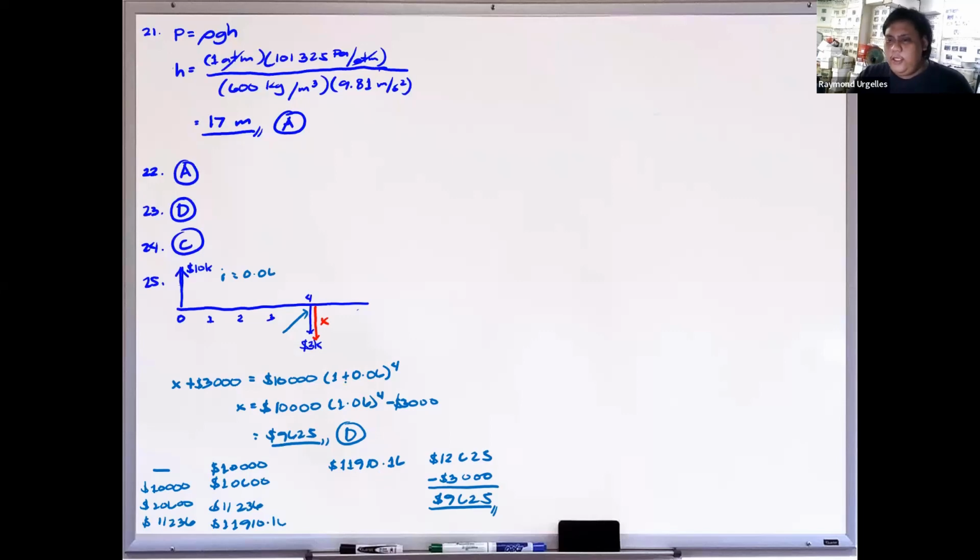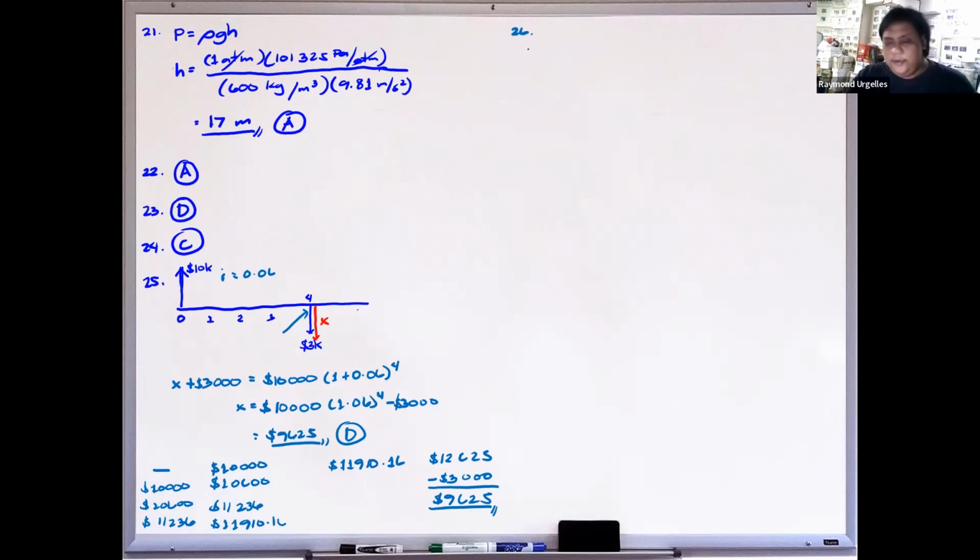So if you are confused by the cash flow diagram, which is basically just single payments, just make a table. Then add or subtract depending on the given, whether it is at the end of the year, in the middle of the year, or at the start of the year. Otherwise you might make a mistake on which point to add. Okay? Next, number 26.